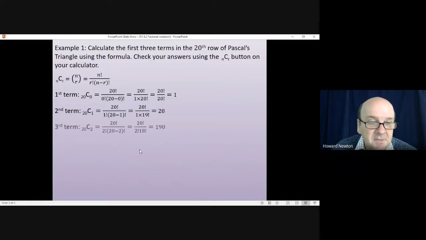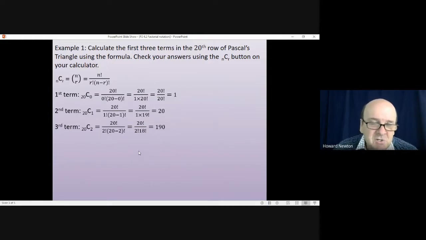And the third term in the 20th row would be 20 choose 2, which is 20 factorial over 2 factorial times 20 minus 2 factorial. Again, pop all of that in your calculator. You should get 190 out. So those would be the first 3 numbers in the 20th row of Pascal's triangle, 1, 20 and 190.